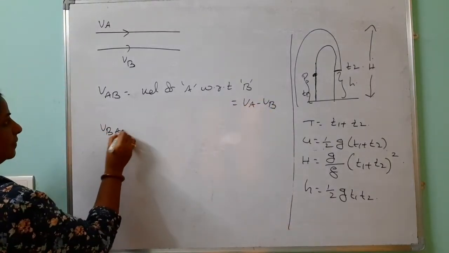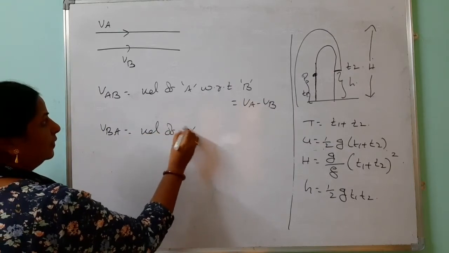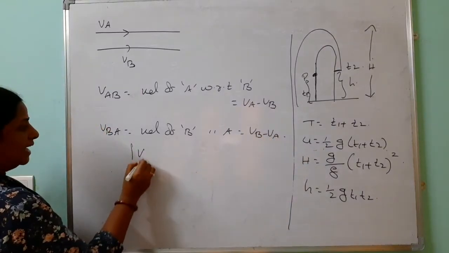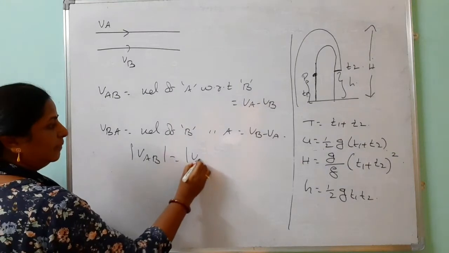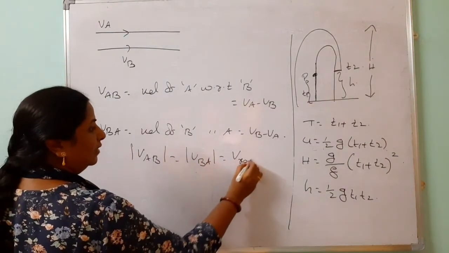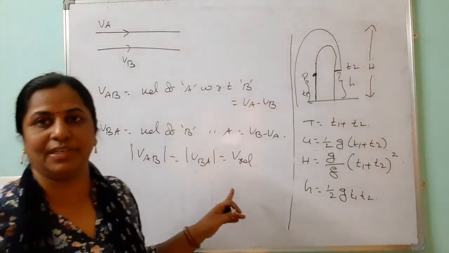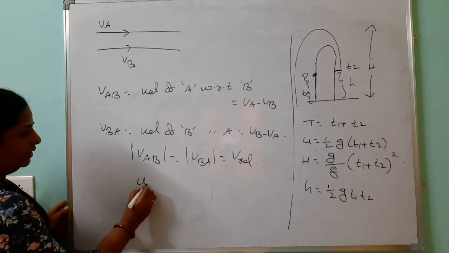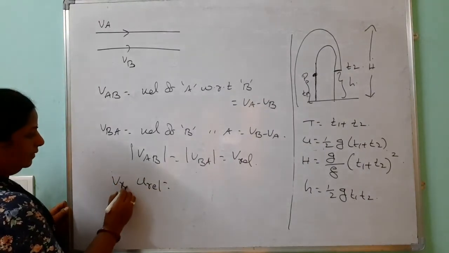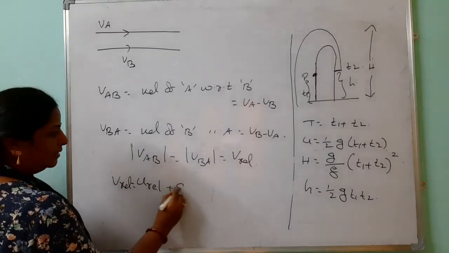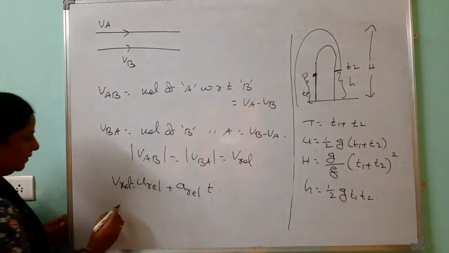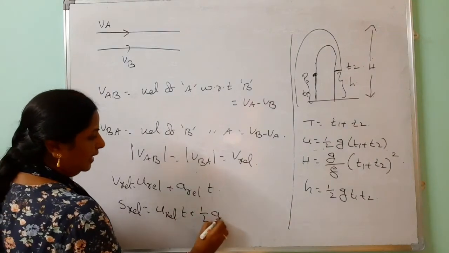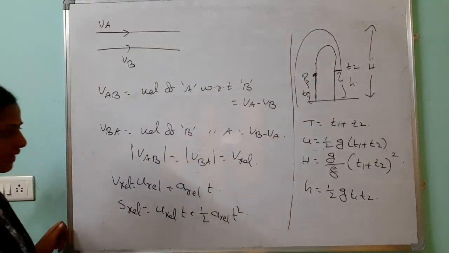Then VBA means velocity of B with respect to A. It should be VB minus VA. But both have the same magnitude, VBA. Simply we can say V relative. All these belong to one dimensional relative motion. Two dimensional comes from the motion in a plane chapter. Now look here, first equation of motion: v relative equals u relative plus a relative into t. Then s equals u relative t plus half into a relative into t square. Like that here we can use this one.